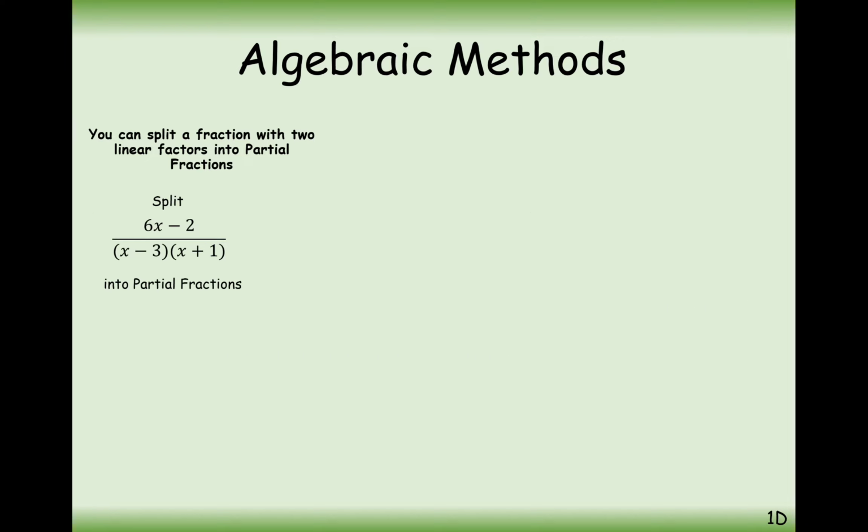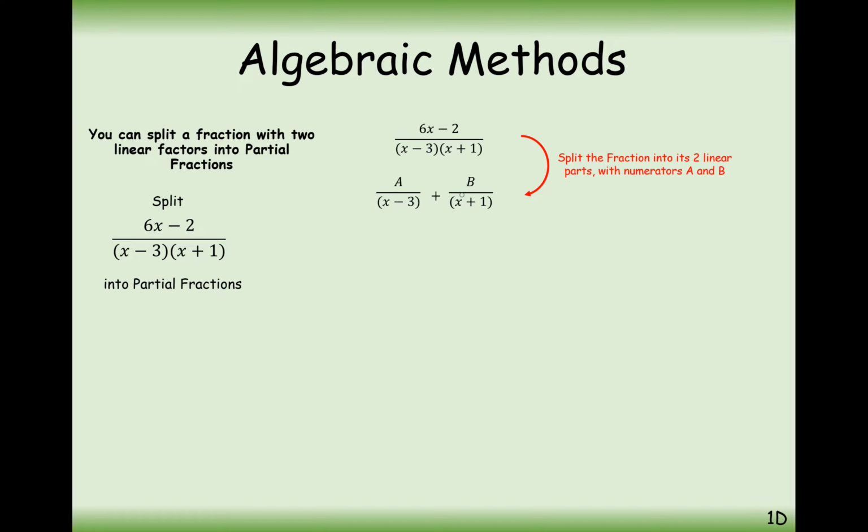So in this case here, what we've got is the question of 6x minus 2 over x minus 3, x plus 1, and we'd like to split this into partial fractions. So with any fraction, we can split it up into two separate parts, one with one factor on the denominator and one with the other factor on the other denominator. So in this case here, we can split this up into a over x minus 3, add b over x plus 1.